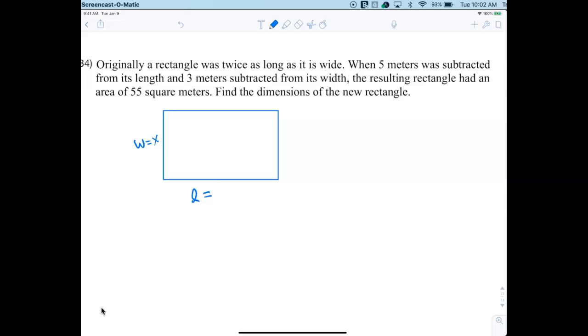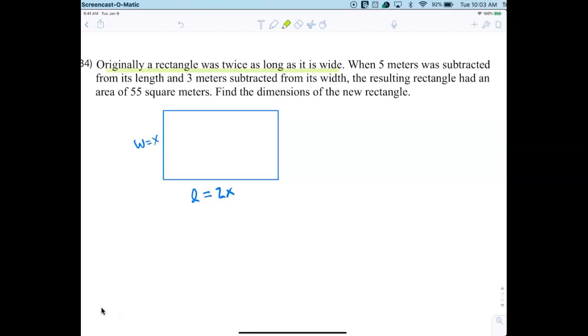So please, again, you've got to stay with me now. We said right off the bat that originally a rectangle was twice as long as it is wide. So I just label it length and width. I wrote the width smaller than the length because that's accurate. The width is short, the length is longer.